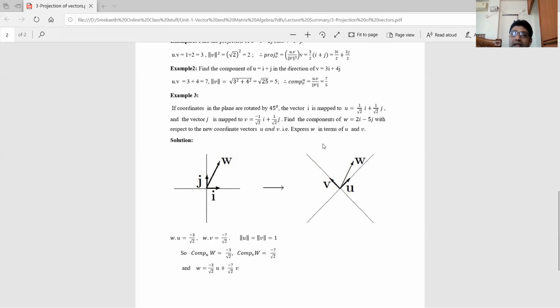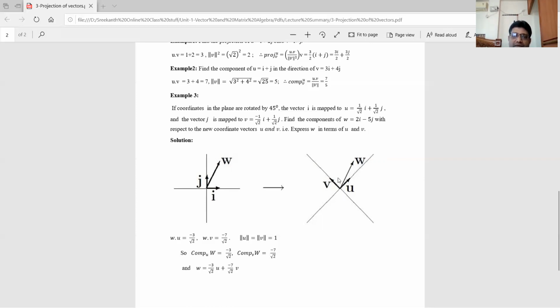And one more thing he is asking: express w in terms of u and v also. So he wants to express w in terms of u and v. So how can I write it? This is the i component I got, and this is the j component I got. So the summation of the components is w equals minus 3 by root 2 u plus minus 7 by root 2 v.